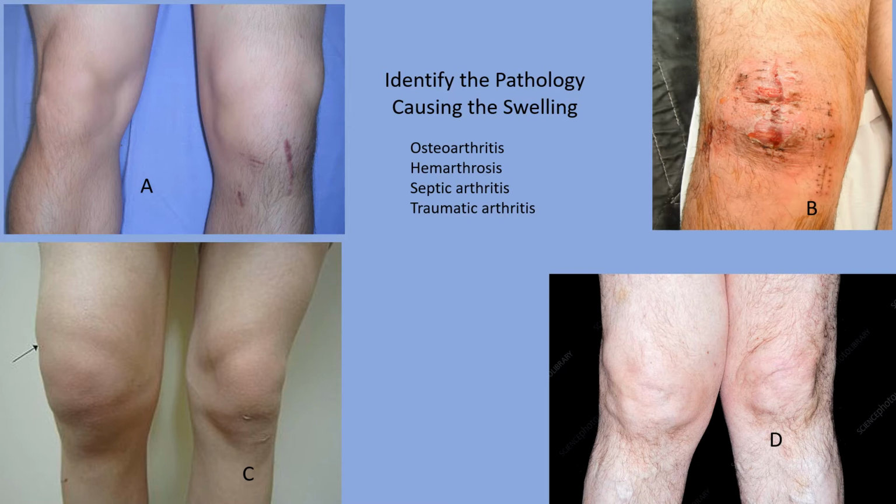Boggy knees. Two are benign, one is quite serious and the other can be extremely serious. On this slide there is osteoarthritis, hemarthrosis, septic arthritis and traumatic arthritis. As usual, the answers will be at the end of the webinar, and I will speak to how the objective exam informs your observation of each of these conditions.